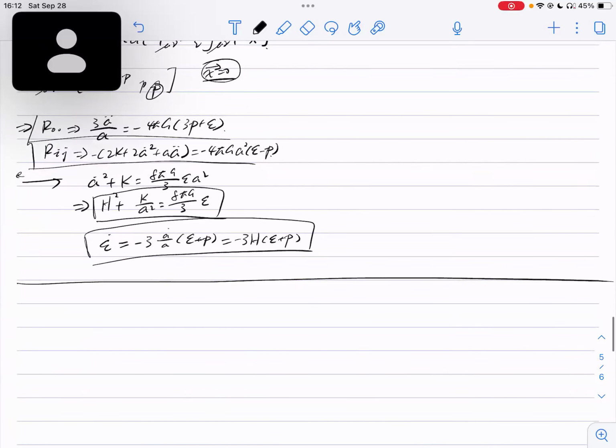This is the derivation of the Friedmann equation. Let me see whether we have time to talk about the Boltzmann equation. Maybe next time. Well, we will leave the Boltzmann equation and its conclusion for next time. I think today is enough.